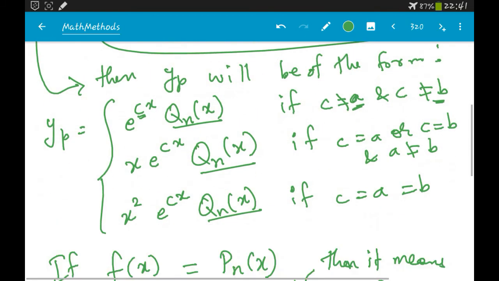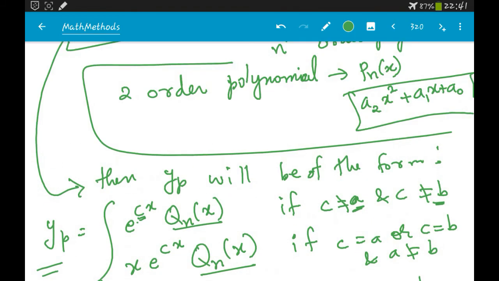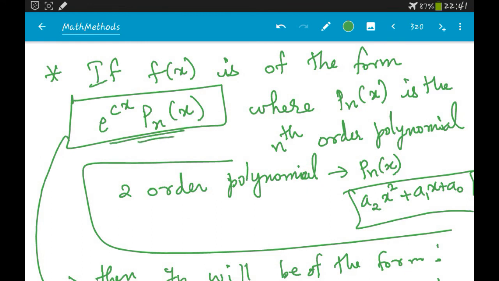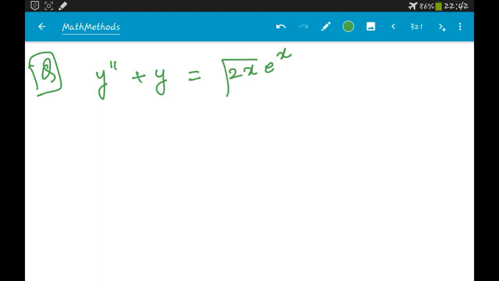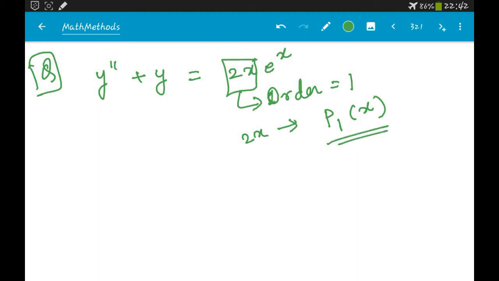Okay, so there are 3 types of solutions depending on what c is, for when f of x is of this form. So let's see what it means by an example. Let's try to solve this equation: y double dash plus y is equal to 2x e power x. Now you can see this is of the form. What is the greatest order of x here? It is 1. So order is 1, which means 2x is nothing but a P1 of x. So it is a polynomial of first order.